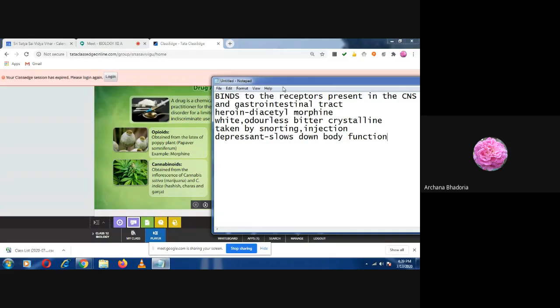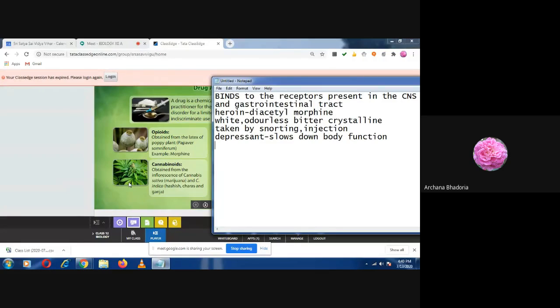Yes, ma'am. Now I take up this next drug, that is cannabinoids. Can you see here in the picture, cannabinoids? Commonly, do you all know what it is called? Cannabis. Marijuana. Yes, marijuana. Do you know its common name? Bhang. Okay, this is what we call bhang, which is very common.